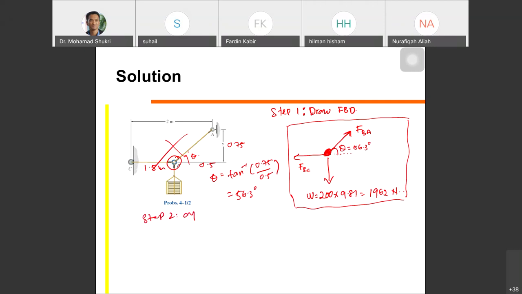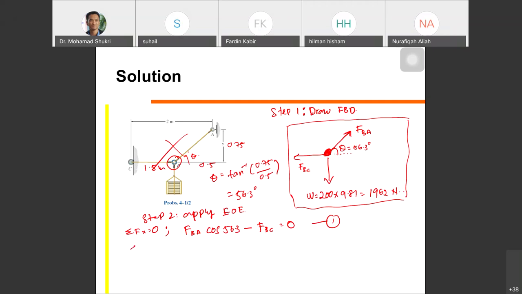Apply equation of equilibrium. So start with summation of Fx equals 0. So you have FBA cos 56.3 minus FBC, because FBC is going to the left, equals to 0. So this is equation number one.